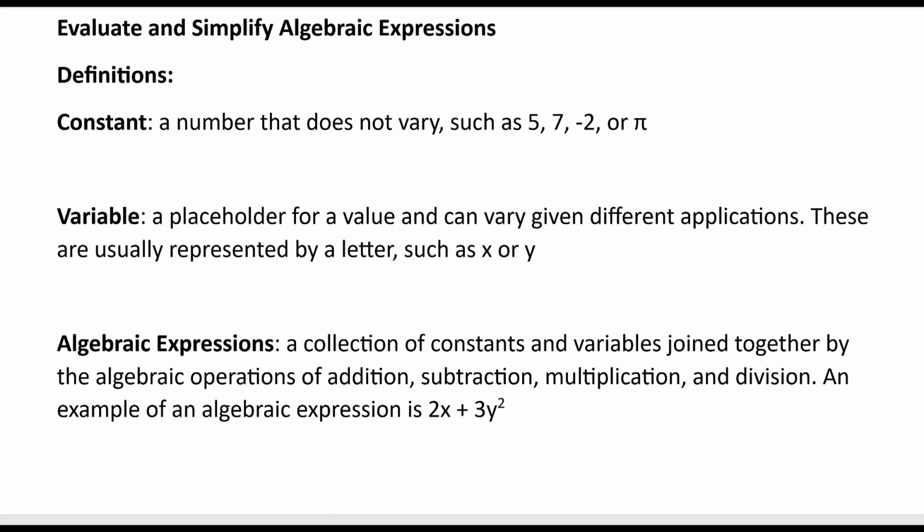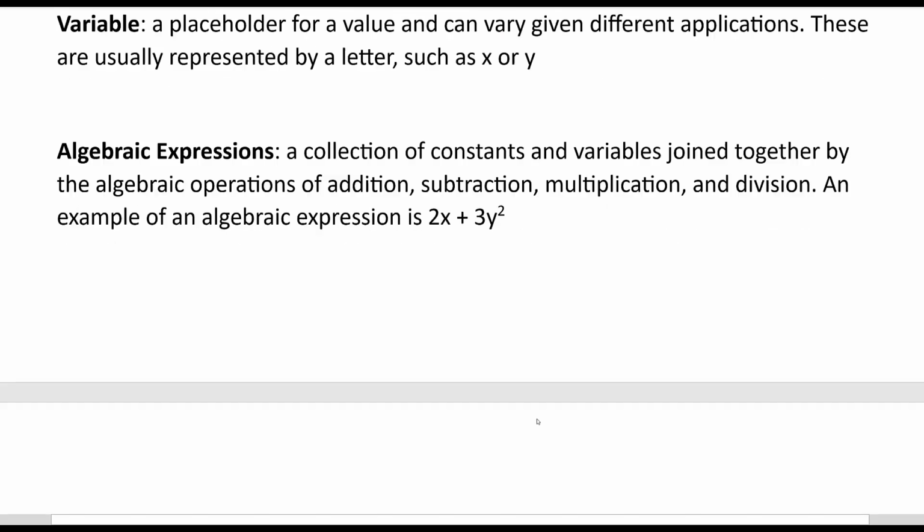Variable is a placeholder for a value that can vary given different applications. These are represented by letters such as x or y. Algebraic expressions would be a collection of constants and variables joined together by the algebraic operations of addition, subtraction, multiplication, and division. An example of an algebraic expression is 2x plus 3y squared.